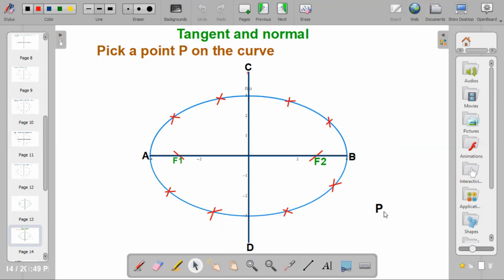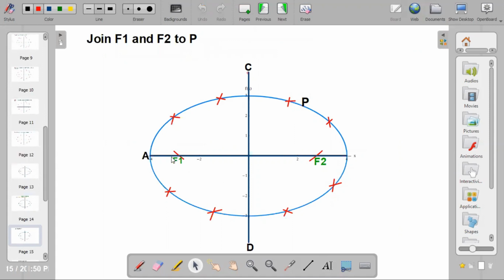So I want to pick a point named point P and place it above the horizontal line. So I want to pick a point on the curve named as point P. Then I will join F1 to P and F2 to P. I'll pick my construction line and join F1 to P and F2 to P.